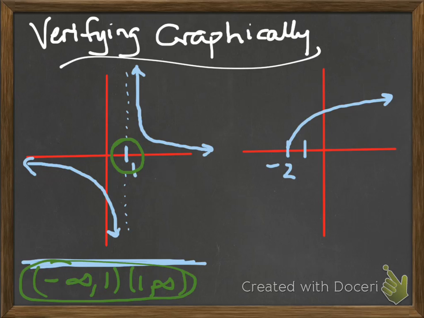On the second graph, we can see that the graph really is just taking on its shape from about negative 2 over. So because of that, our domain can only be negative 2 to infinity, and that's it.